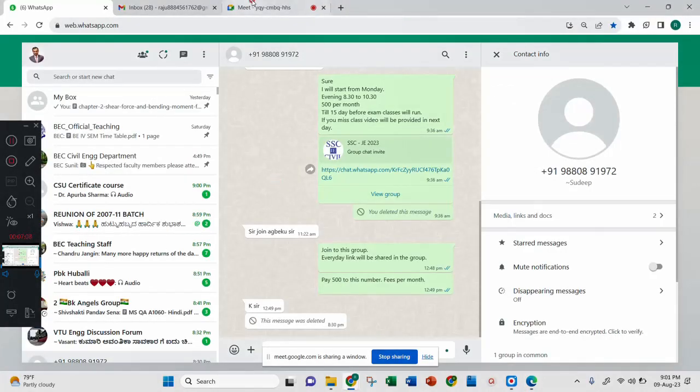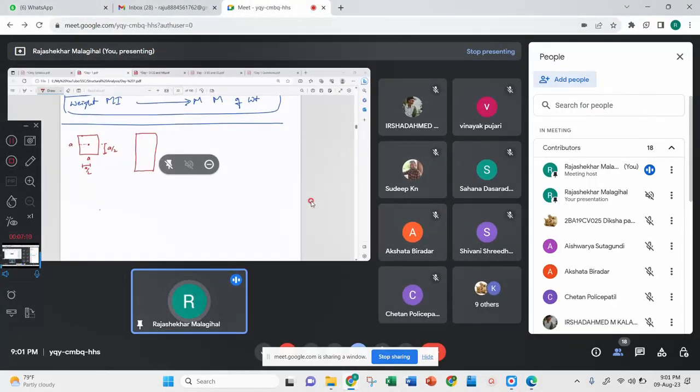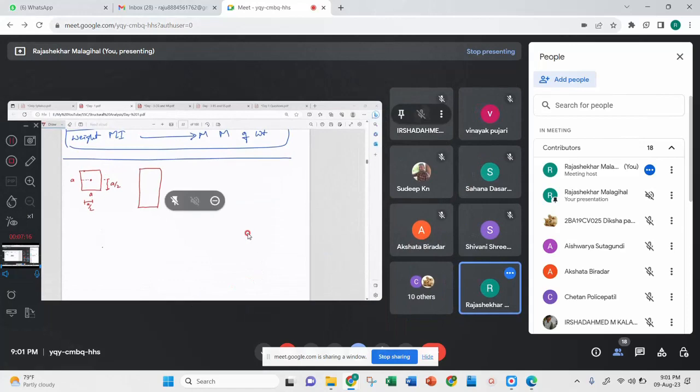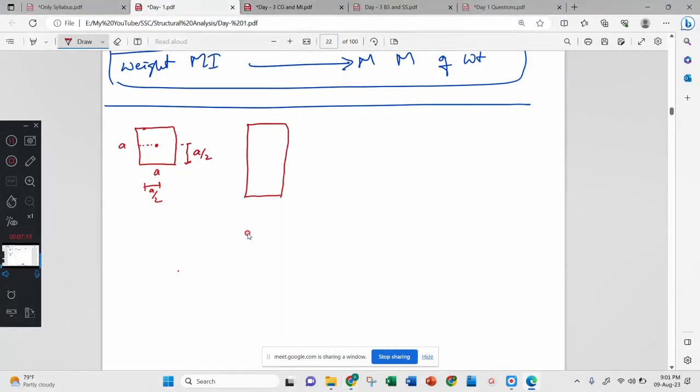And if a rectangle is there, this will be the height. If you consider it as D, then this is D by 2, and if you consider this as B, then this is B by 2. Correct? This is B by 2 and this is D by 2.